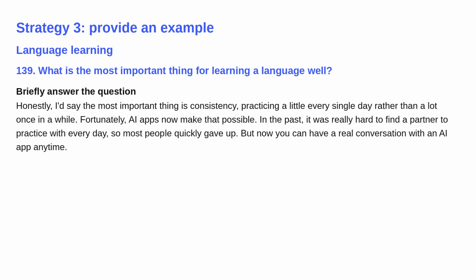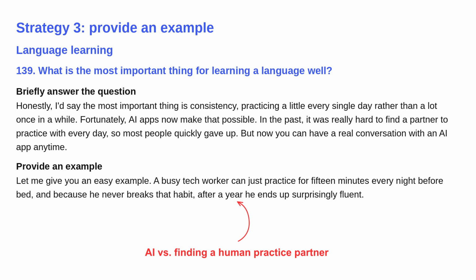Honestly, I'd say the most important thing is consistency, practicing a little every single day rather than a lot once in a while. Fortunately, AI apps now make that possible. In the past, it was really hard to find a partner to practice with every day, so most people quickly gave up. But now you can have a real conversation with an AI app anytime. Let me give you an easy example.